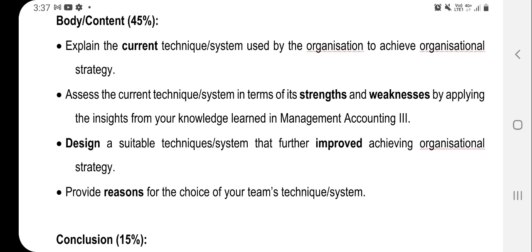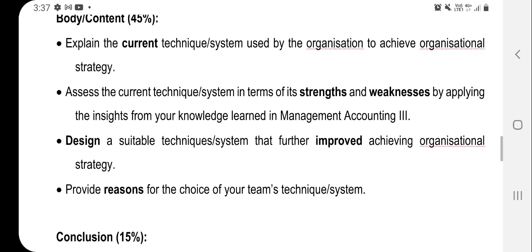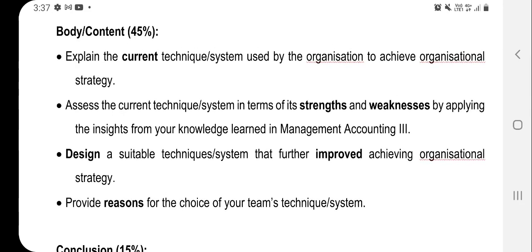And number 3, you have to design a suitable technique that further improves achieving organizational strategy. So you have to suggest. Let's say the business has used ABC as your topic, and then first step you write about the ABC that has been implemented in the company, and then the second thing you assess or you comment what are the strengths and weaknesses of ABC that has been implemented in the company.